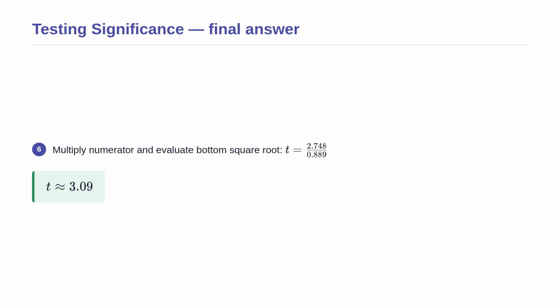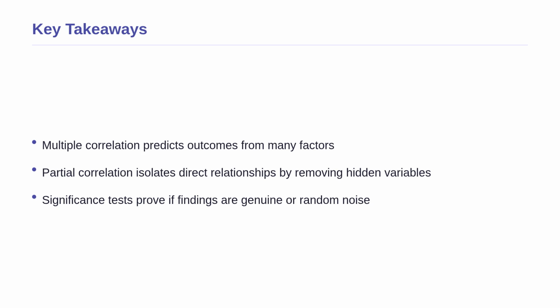To summarize, multiple and partial correlations are foundational tools in modern data science. Multiple correlation allows us to build complex models that predict outcomes based on dozens of different factors. Partial correlation acts as a statistical lie detector, helping us uncover true cause and effect relationships by stripping away the misleading influence of hidden variables. Finally, significance tests ensure our findings are genuine and not just random noise. By mastering these concepts, you now have the ability to see through the noise and understand the true hidden structure of complex data.